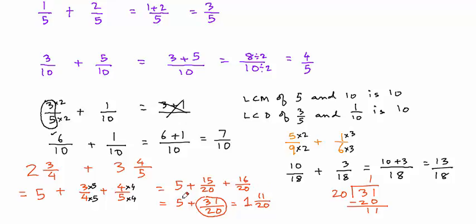And we already had 5 wholes here and another whole. That makes it, so let me just write that as plus 5. That makes it 5 plus 1, that's 6 wholes and 11 over 20. So this is the answer, the sum of this and this.